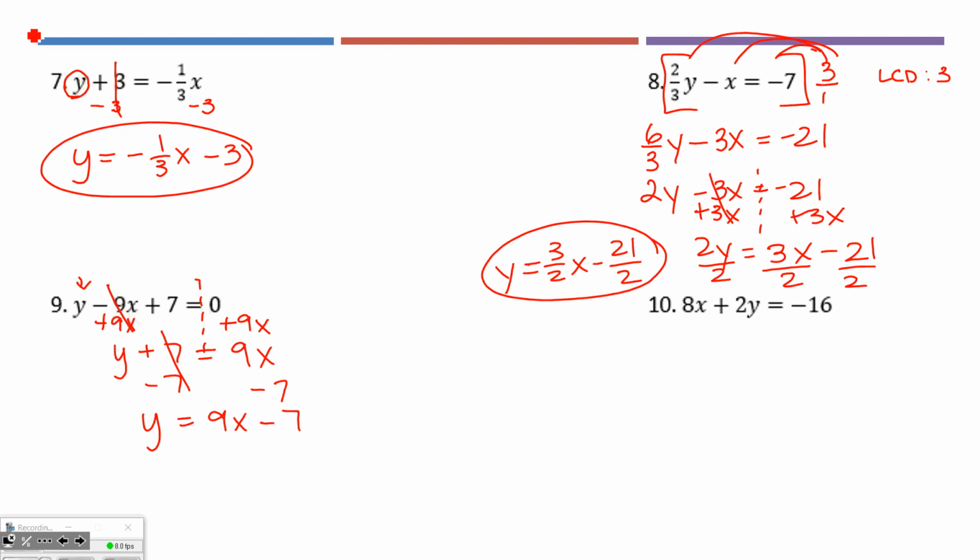Again, they're not like terms. I want to make sure that my x term comes before that constant. The negative 7 is my constant.